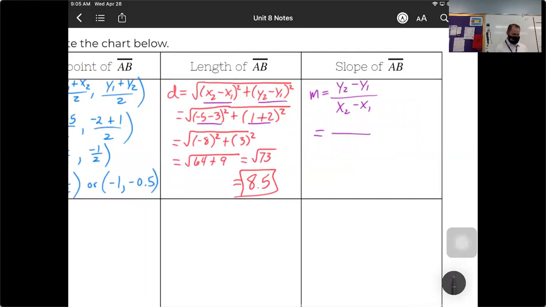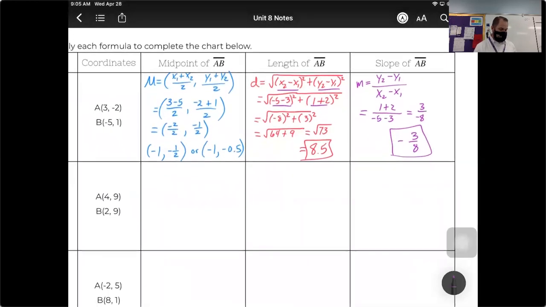The difference of the y's, we wrote as 1 plus 2. The difference of the x's, we wrote as -5 minus 3. We also simplified those already. 1 plus 2 is 3. -5 minus 3 is -8. So we just have that fraction. Can that be reduced? No, so we just write it as -3/8. That's our slope. Any questions about slope?